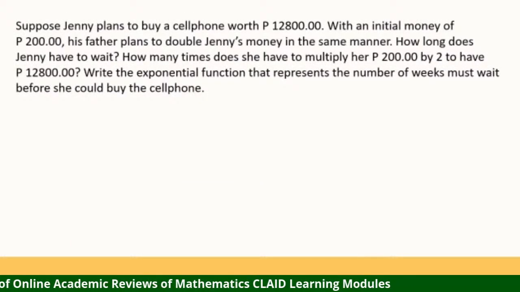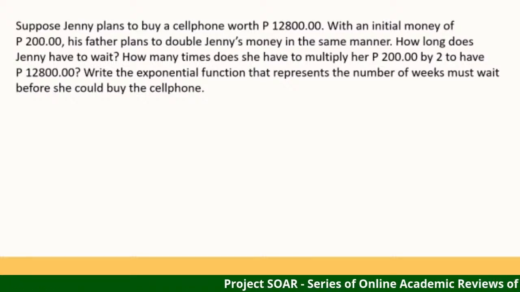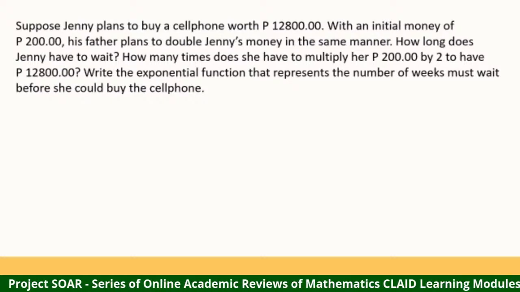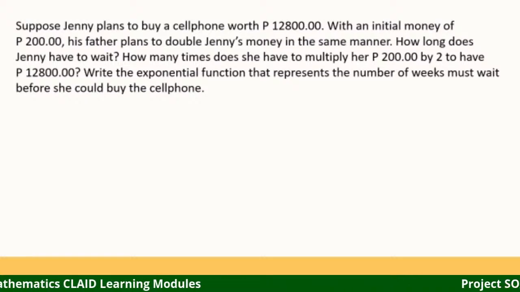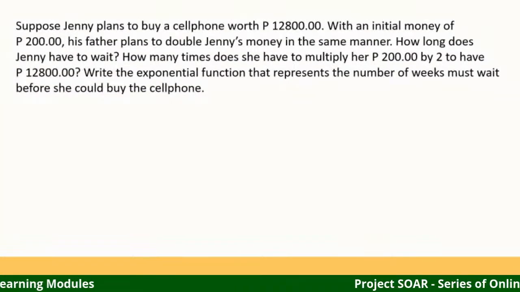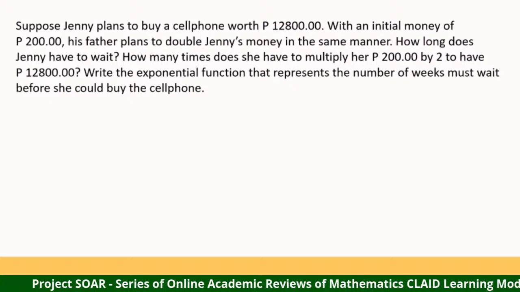Suppose Jenny plans to buy a cell phone worth 12,800 pesos. With an initial money of 200 pesos, his father plans to double Jenny's money in the same manner. How long does Jenny have to wait? How many times does she have to multiply her 200 pesos by 2 to have 12,800 pesos? Write the exponential function that represents the number of weeks she must wait before she could buy the cell phone.